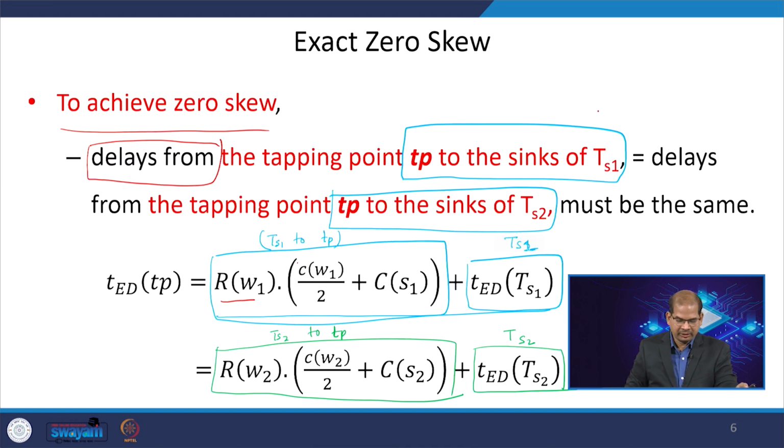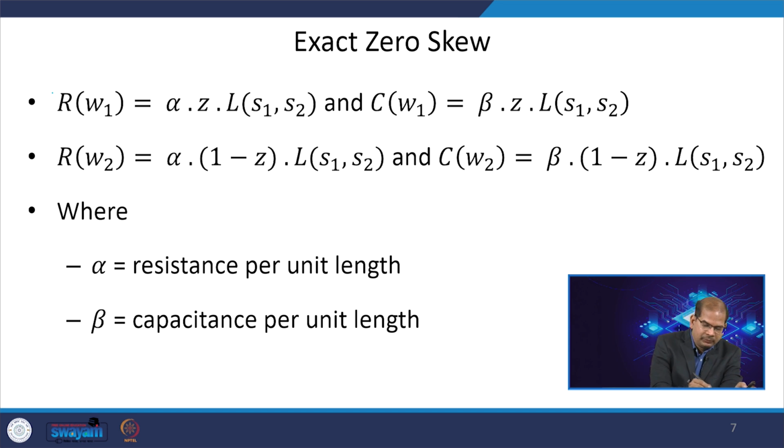Okay. So, now if you can go here, so R of W1 into C of W1 by 2 plus CS1 is the effective capacitance at that node multiplied by its resistance, and similarly the delay till Ts1. Okay. Now, we apply the same concept in the other branch. Whenever we are doing the equivalent delay for both the branches, we are interested in finding the resistance and capacitance of each of the interconnect line segments. So, R of W1 we need to find, and C of W1 we need to find.